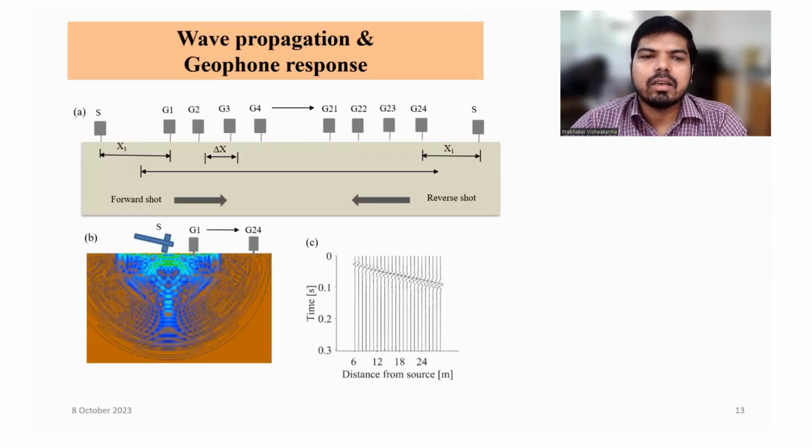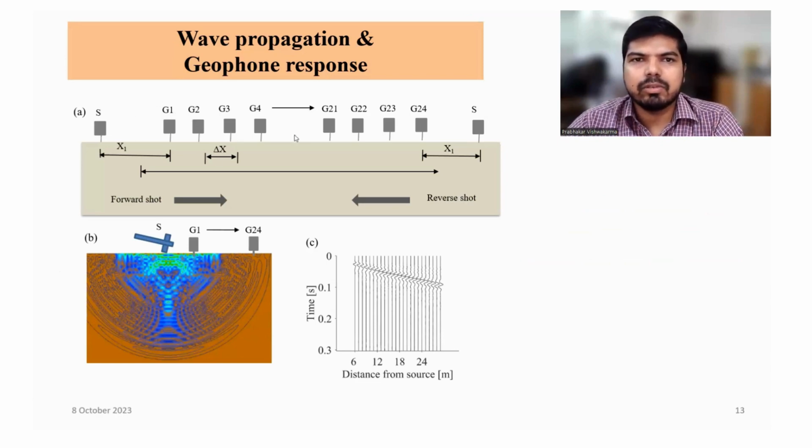Now, how are these limitations improved? They are improved using the multi-channel analysis of surface waves. In this technique we have multiple receivers placed in a linear array, and the source is placed either in the left direction or the right direction, depending. If it is placed in the left direction, it is called the forward shot. If it is placed on the other side, it is called the reverse shot.